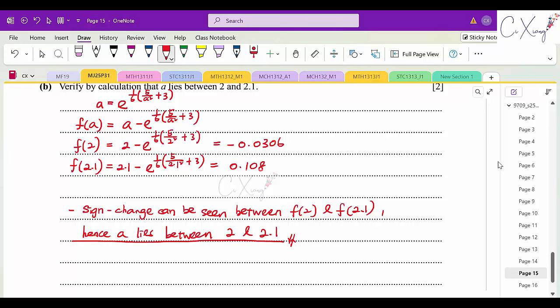Okay, but of course the main idea is you have to prove and show that there's a sign change occurring between these two values. Alright.